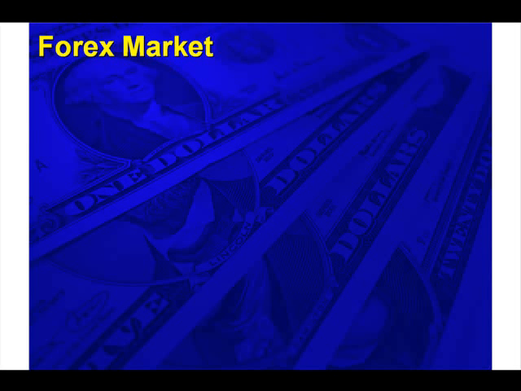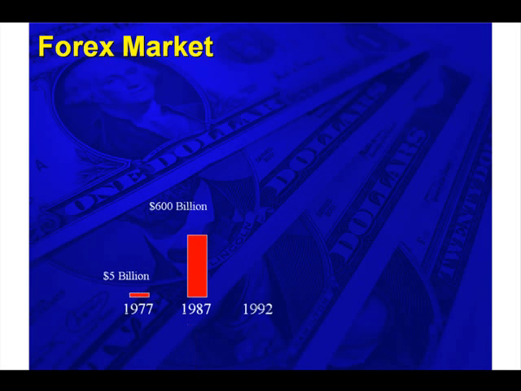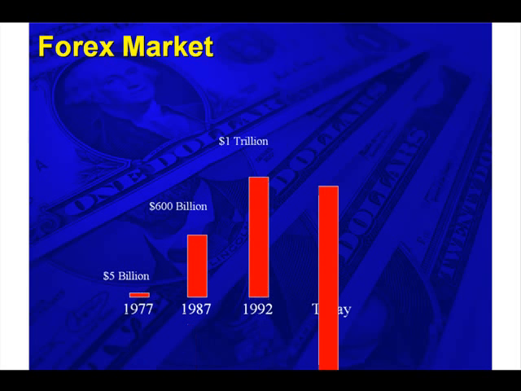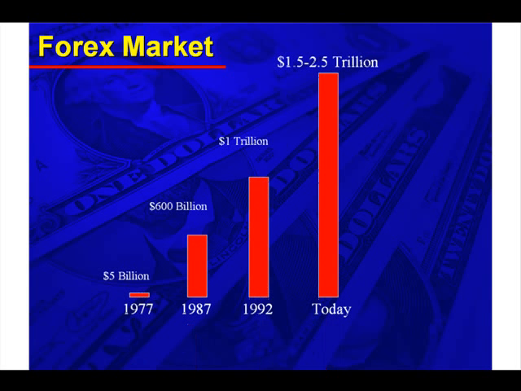Over the years, the foreign exchange market has experienced spectacular growth. Daily average volume in 1977 was US $5 billion, $600 billion in 1987, and reached the trillion mark in September 1992, and now averages between $1.5 and $2.5 trillion on any given day.